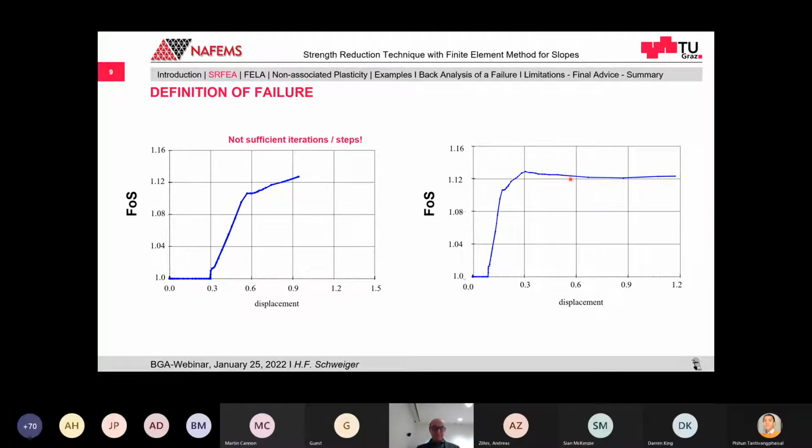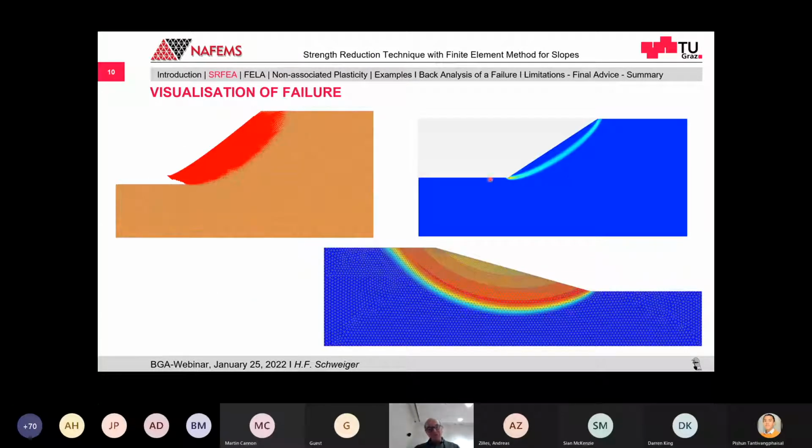been properly done. What you also have to do is you have to make sure that you develop a failure mechanism which is reasonable. You can do that by many different means. You can plot contours of deviatoric strains, or you can plot arrows of displacements, etc. It doesn't matter what you plot, but you have to make sure that you develop a clear failure mechanism.